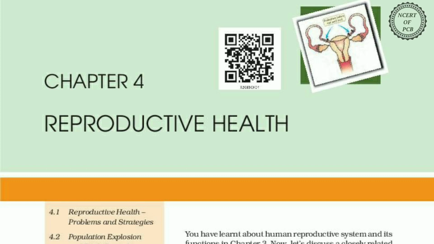IUDs increase phagocytosis of sperms within the uterus, and the Cu ions released suppress sperm motility and the fertilizing capacity of sperms. The hormone-releasing IUDs, in addition, make the uterus unsuitable for implantation and the cervix hostile to the sperms. IUDs are ideal contraceptives for the females who want to delay pregnancy and/or space children. It is one of most widely accepted methods of contraception in India.